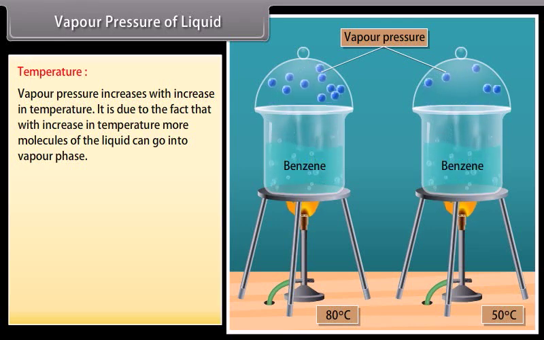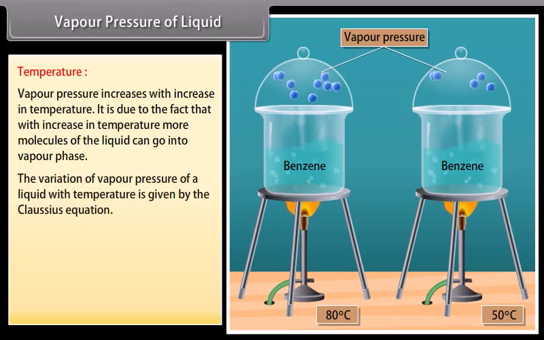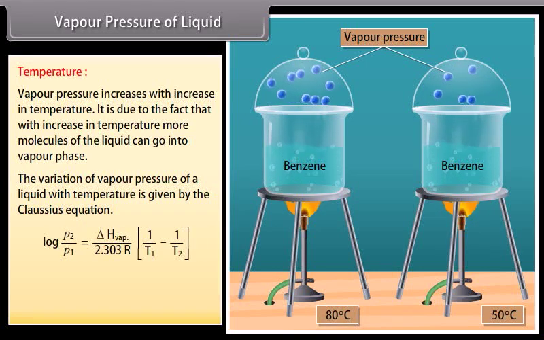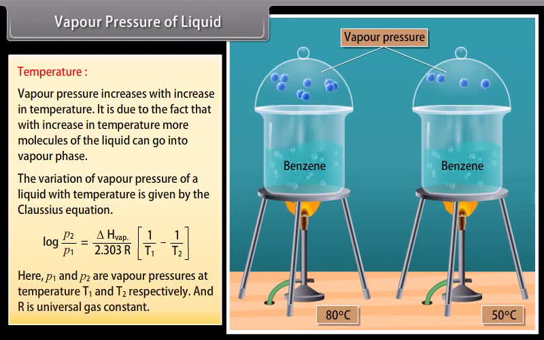This is due to the reason that with increase in temperature, more molecules of the liquid can go into vapor phase. The variation of vapor pressure of a liquid with temperature is given by Clausius equation. Here, P1 and P2 are vapor pressures at temperature T1 and T2 respectively, and R is the universal gas constant.